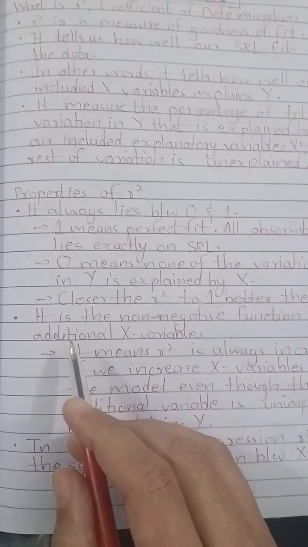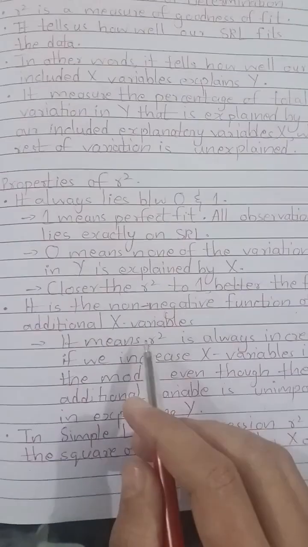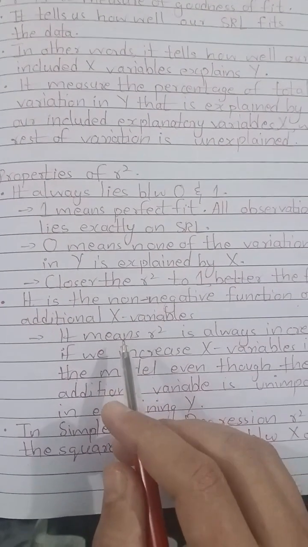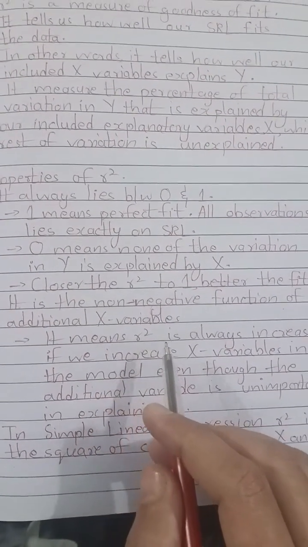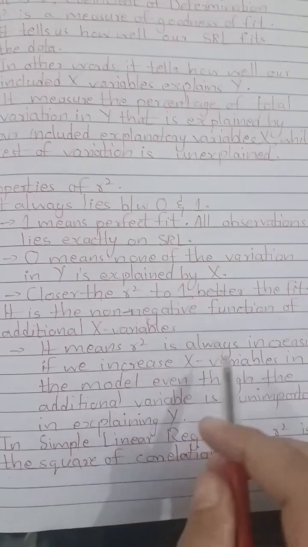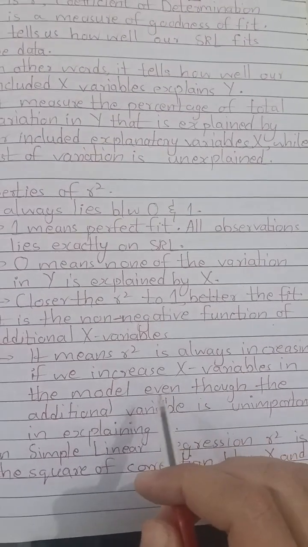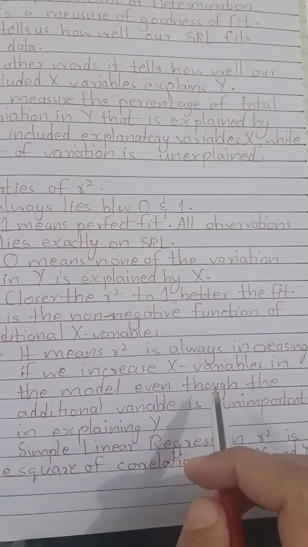The second property is that R square is always a non-decreasing function of the additional x variables. It means that if we increase the x variables in the model, the R square will always increase, even though the additional variable may not be a good predictor of y.